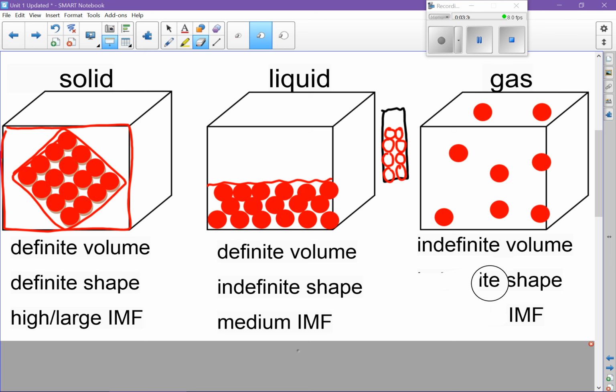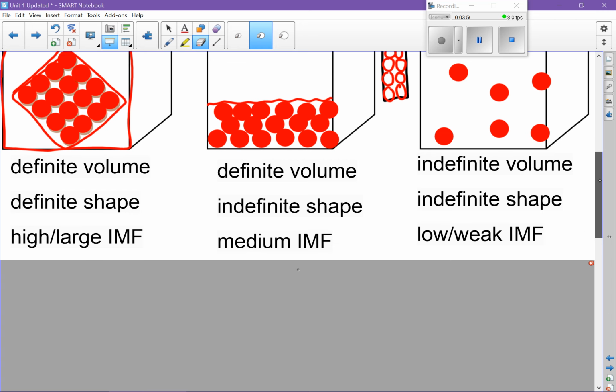I could also change their shape, so that is also indefinite, and it's a similar idea. If I put those gas particles into a different container, they would use that shape. Because those gas particles are so far apart from each other, they have very low, or what we would describe as very weak IMF, and that's why they can be so far apart.